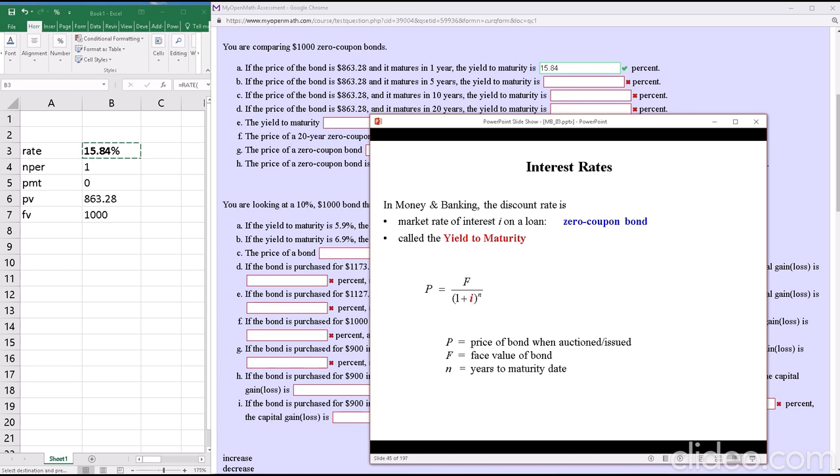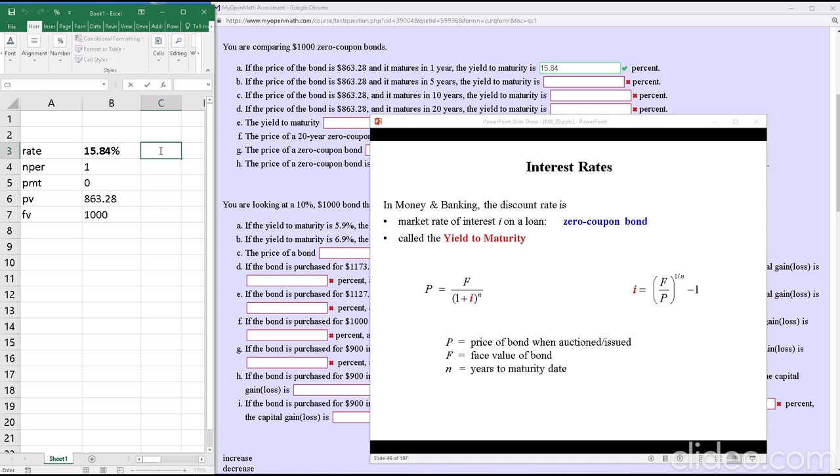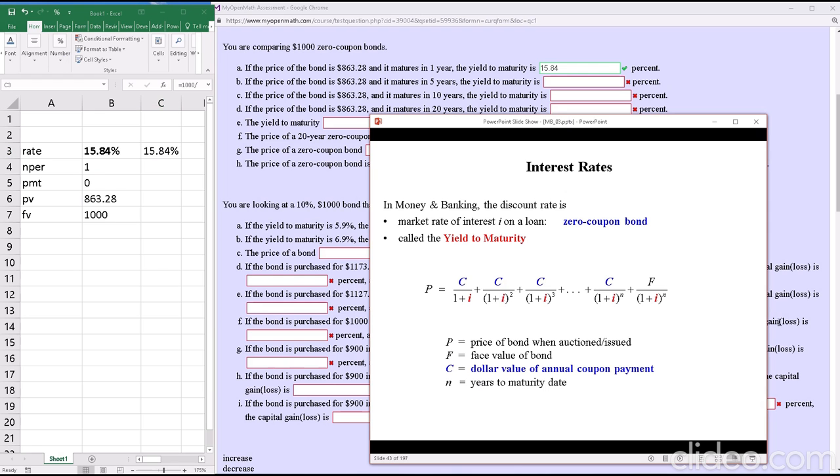So if we solve this for I here, what Excel is doing is this, but with n equal 1. 1 divided by 1 is 1. So really, the yield to maturity is just the face value divided by P, minus 1. So let's go over here and calculate it. The face value is 1,000, divided by the price, which is 863.28, minus 1. And we'll get 15.84%, which is what we get. So there's two ways to calculate this. You can use this solution here, or you can use Excel's rate function, which solves numerically for I, given P, C, F, and N.